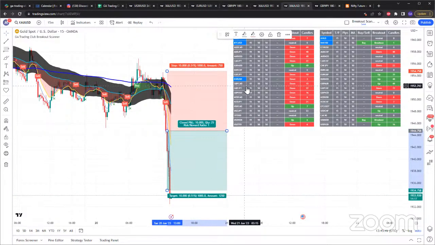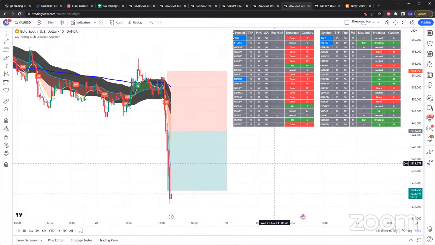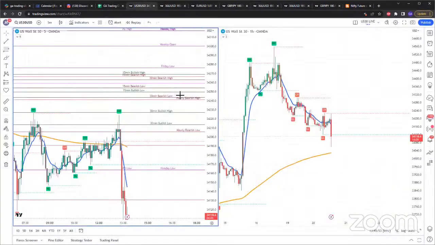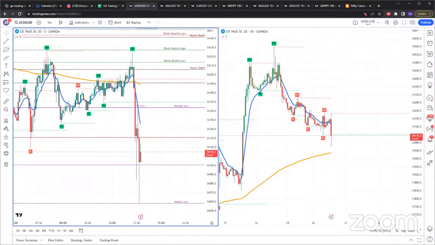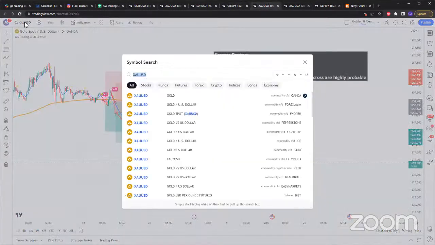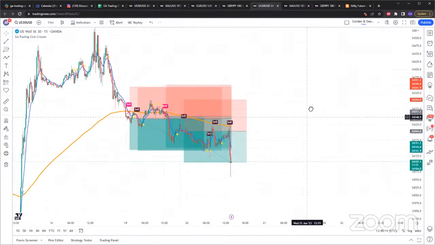I don't like trading minor pairs with the breakout scanner. So focus on the breakout scanner and focus on the crosses indicator. US 30, I'm pretty sure US 30 is dropping. So I'm still expecting US 30 to drop as well, because I was seeing sells on US 30 using the crosses indicator as well. There you go.